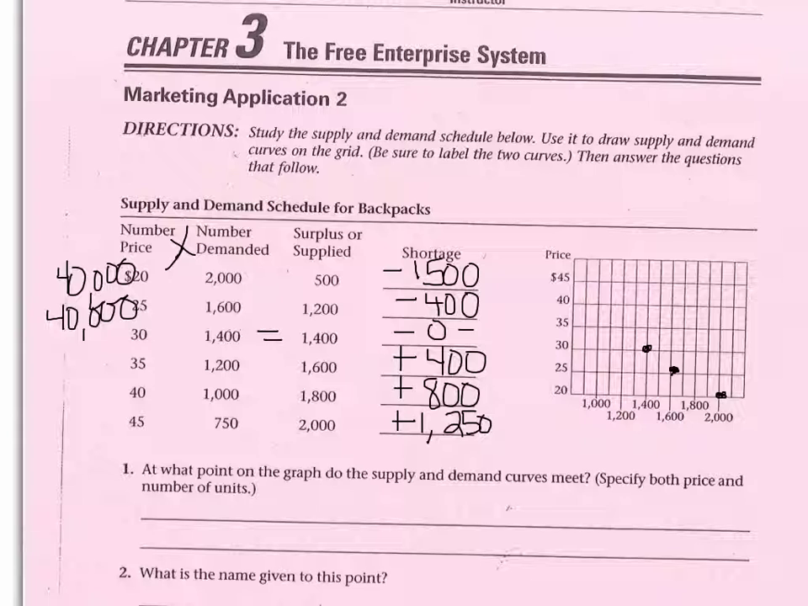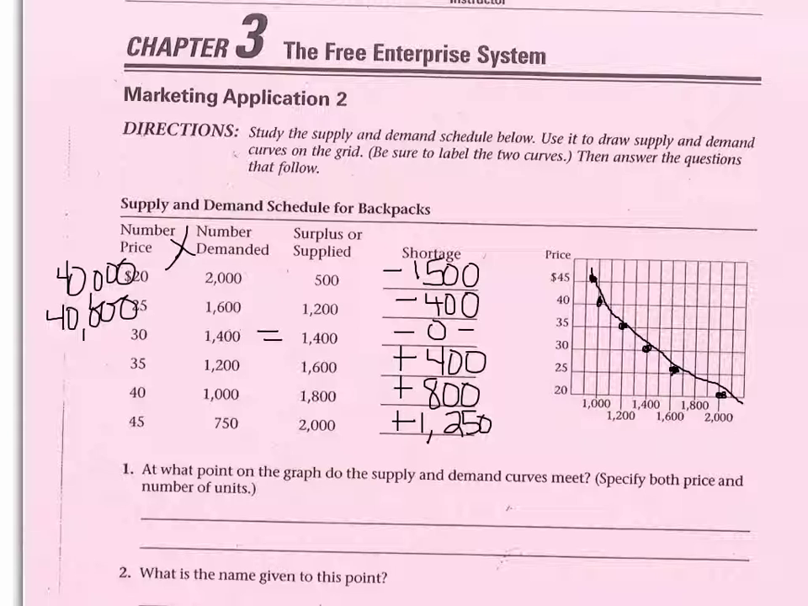$35, 1,200 is demanded. Put a dot there. $40, 1,000 is demanded. And at $45, 1,250. So a little, I'm not doing this the best with the stylus, but a little bit to the right of the 1,000 mark. And then we draw a line to connect all of these.